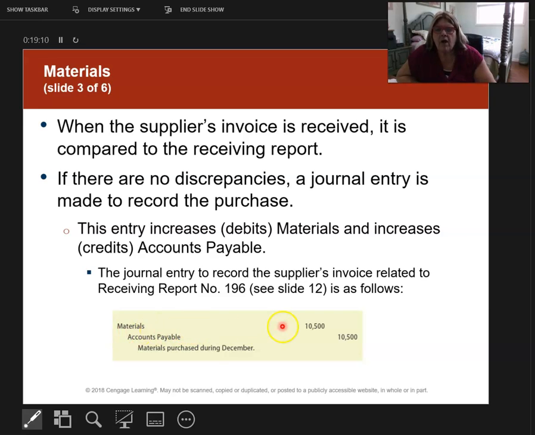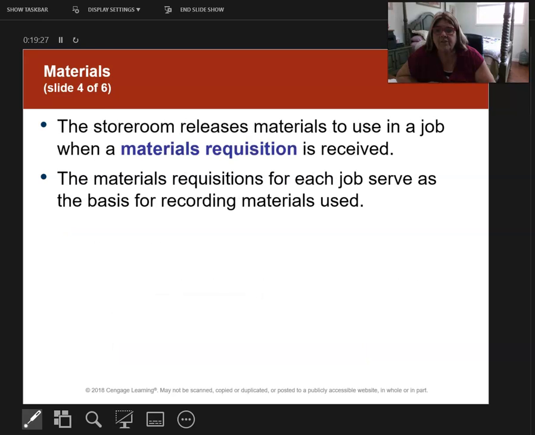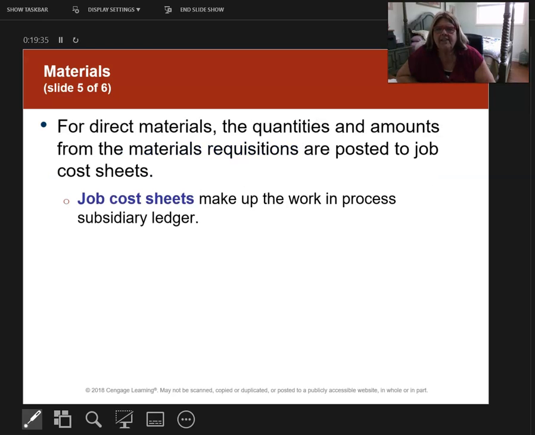So this is my raw materials inventory. I'm debiting it for 10,500. I'm going to credit accounts payable because I now owe them. So this is the journal entry for the purchase of the wood. Next, we're going to look at requisitioning the materials from the raw materials department. Okay, now this won't really require, well, it will require a journal entry in just a minute. I'll show you that. Let's keep moving.